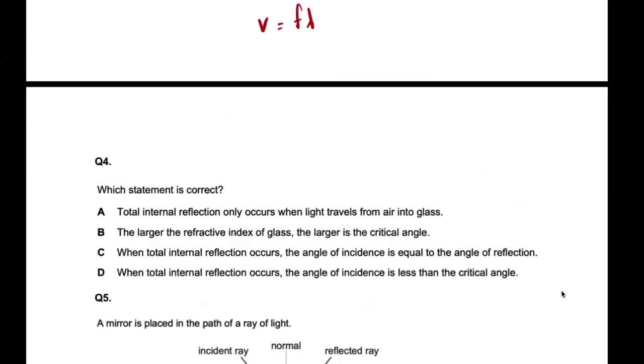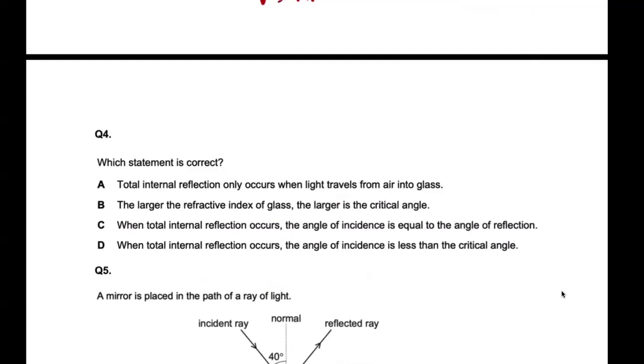Which statement is correct? Total internal reflection occurs only when light travels from air into glass. First of all, this is a pretty narrow statement. Generally, it occurs when light goes from a more dense to a less dense medium, and here it's the other way around, so this is wrong. The larger the refractive index of the glass, the larger the critical angle. This is also wrong because we know the formula is n equals 1 over sin c.